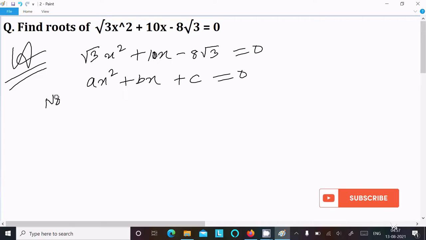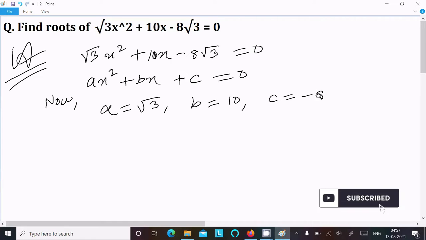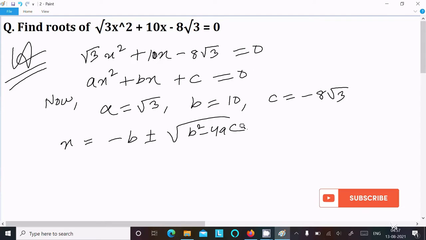Now we can easily identify the values. So a is root 3, b equal to 10, c equal to minus 8 root 3. After that, writing the quadratic formula: x equals minus b plus minus root under b square minus 4ac, divided by 2a.